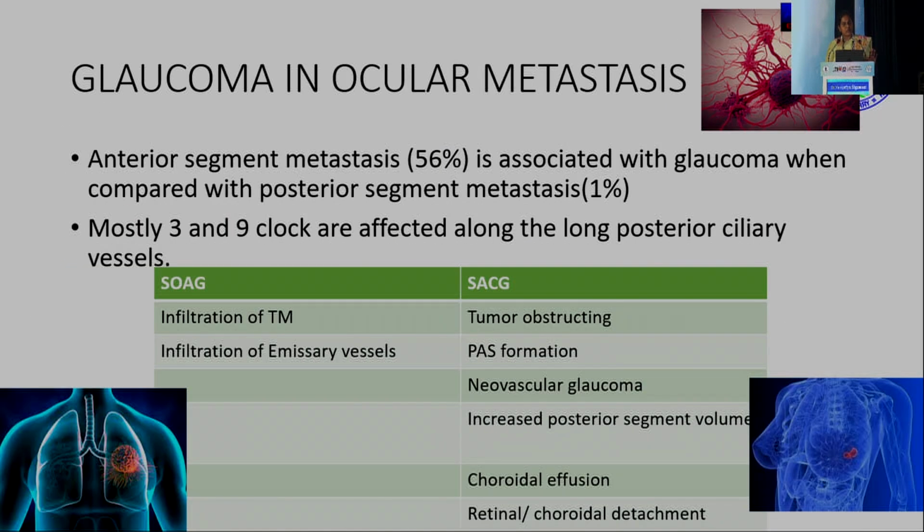Anterior segment mets are more commonly associated with glaucoma compared with posterior segment metastasis, mostly at the 3 and 9 o'clock positions. So both secondary open angle glaucoma and secondary angle closure glaucoma can occur, because of infiltration of the TM or due to neovascular glaucoma. Common primaries are carcinoma breast and carcinoma lung.